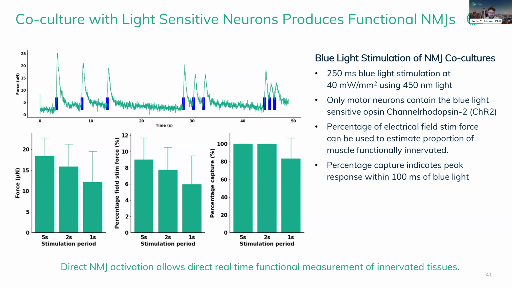This is illustrated by this experiment where the NMJ co-cultures were stimulated with a blue light. One important point that I forgot to make was that the neurons contain the blue light sensitive opsin channel rhodopsin 2, so that when they're exposed to blue light, the neurons increase their firing frequency, but the muscles have no response to the blue light. And we show robust contractile forces generated in this model in response to blue light.